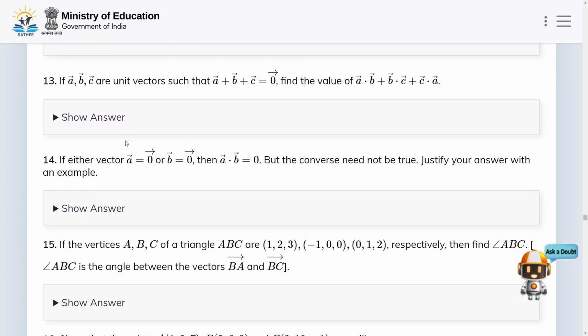Now 13th problem. The 13th problem says you have 3 vectors and all 3 vectors are unit vectors, such that, unit vector means you already know their magnitude is going to be 1. So such that vector A plus vector B plus vector C equals 0. Then you have to find A dot B plus B dot C plus C dot A. Okay. How are you going to find it? Quite simple. Let's see.